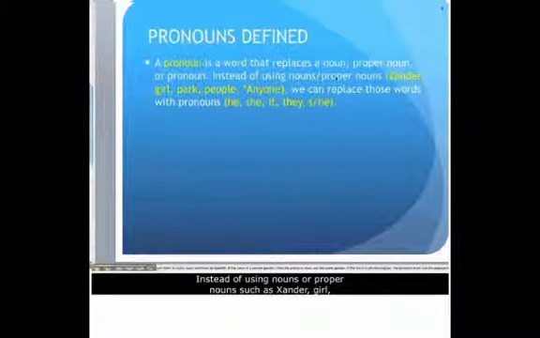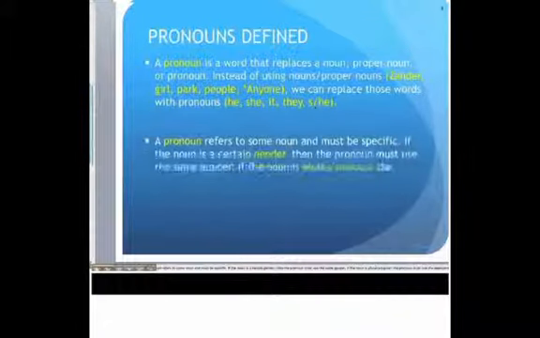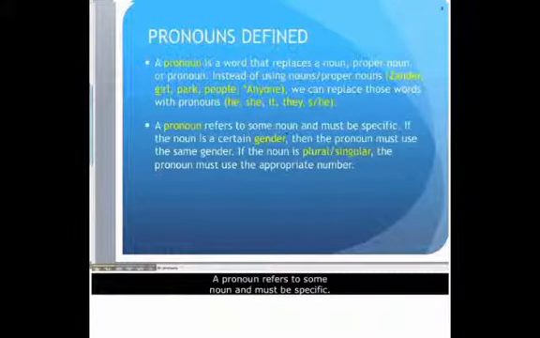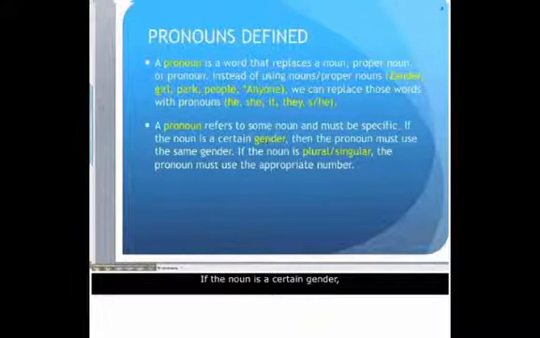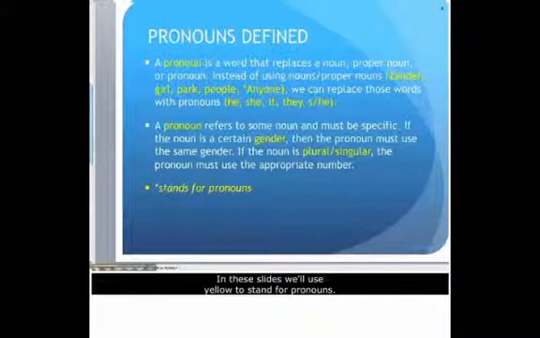Instead of using nouns or proper nouns such as Xander, girl, park, people, or anyone, which is also a pronoun, we can replace those words with pronouns: he, she, it, they. A pronoun refers to some noun and must be specific. If the noun is a certain gender, then the pronoun must use the same gender. If the noun is plural or singular, the pronoun must use the appropriate number. In these slides, we'll use yellow to stand for pronouns.